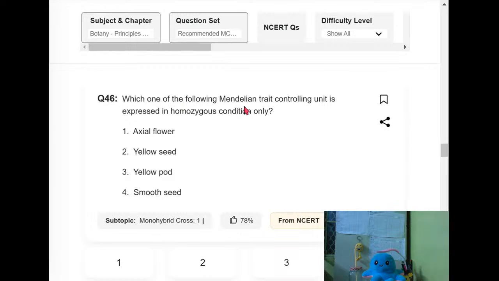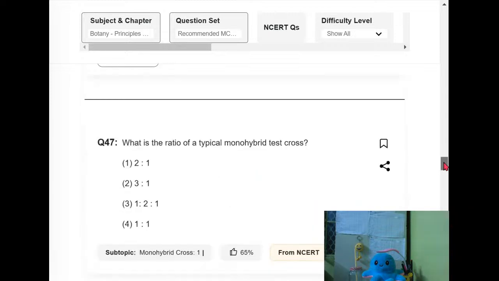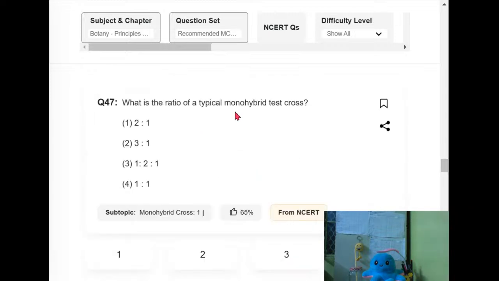Which one of the following Mendelian trait controlling units is expressed in homozygous condition? Homozygous condition. What is the ratio of a typical monohybrid test cross? 1:1.